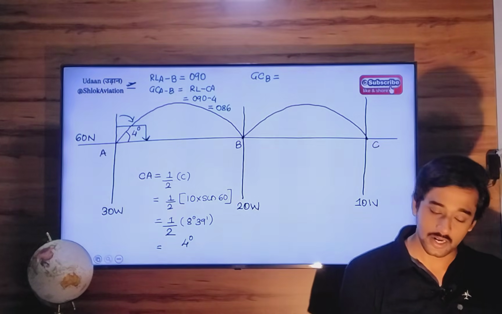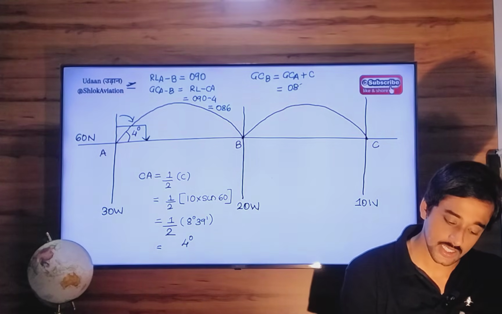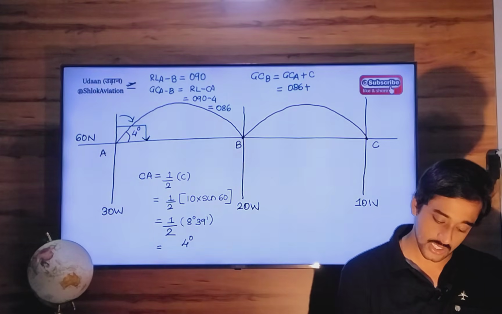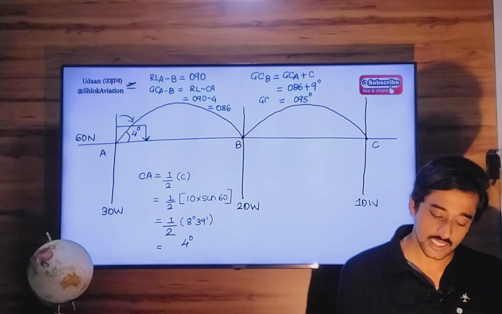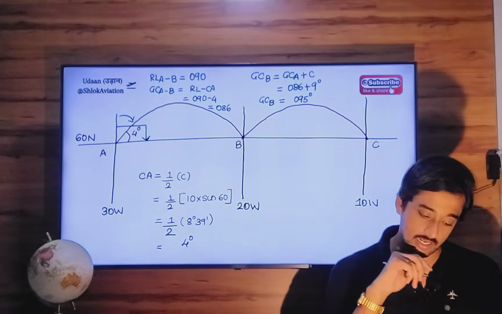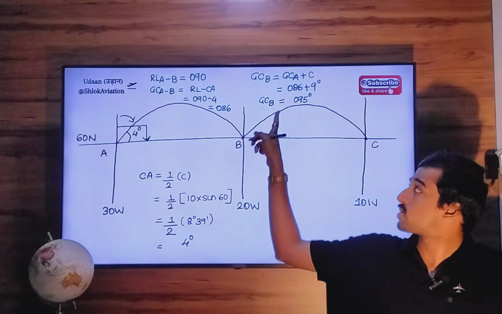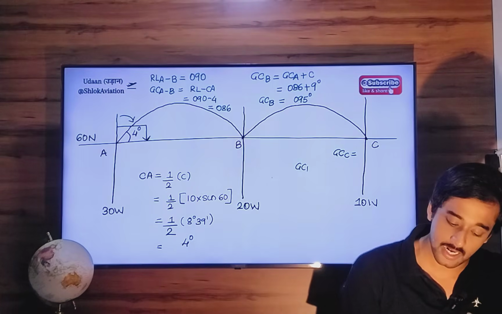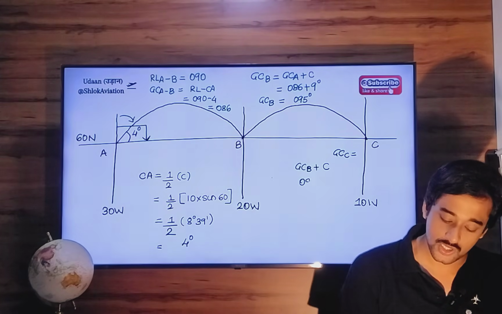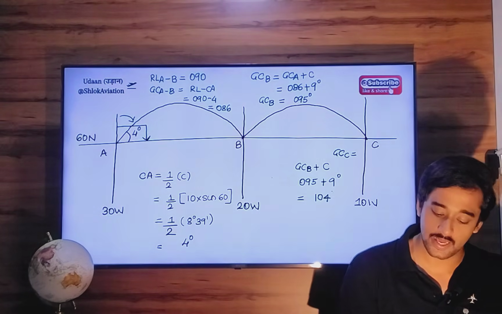So great circle track at B will be equal to great circle track at A plus convergency. So 086 plus convergency of 9 degrees is 095 degrees. So great circle track at B will be 095 degrees. Now great circle track at C. If great circle track at B is 095, what will be the great circle track at C? It will be equal to great circle track at B plus convergency. So 095 plus convergency 9 degrees is equal to 104 degrees.